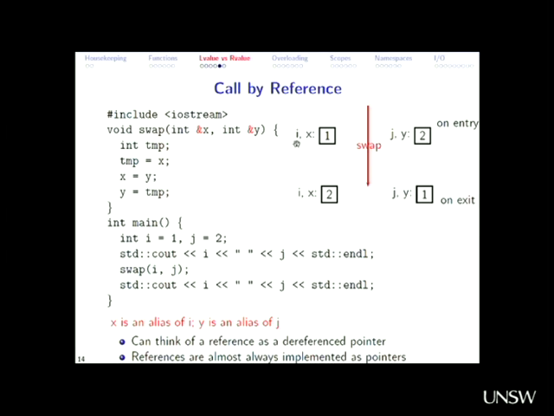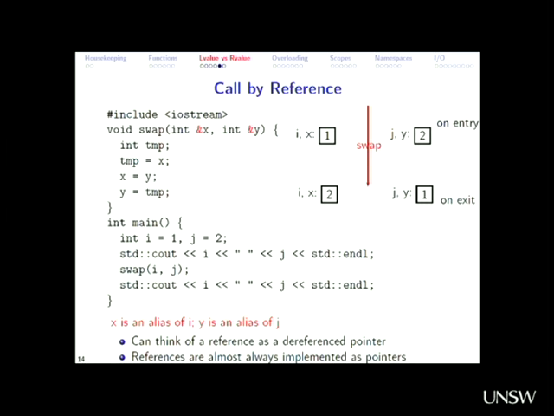And with call by reference, again, we have I and X as aliases. They're the same thing. They didn't get copied at this point. Now I and X refer to exactly the same thing. Okay? J and Y refer to the same thing, so when they get swapped, the actual memory gets swapped at that point. And you can also think of X and Y being aliases of I and J.